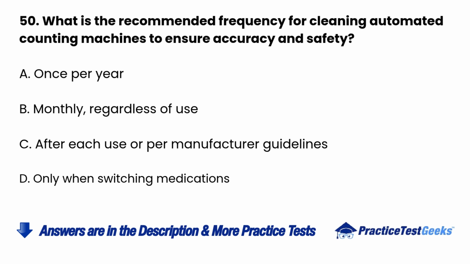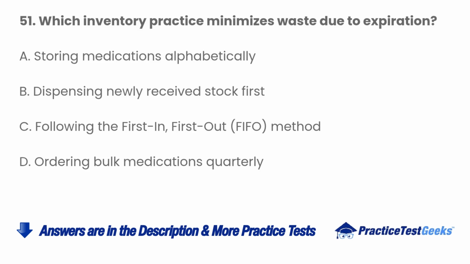50. What is the recommended frequency for cleaning automated counting machines to ensure accuracy and safety? A. Once per year. B. Monthly, regardless of use. C. After each use or per manufacturer guidelines. D. Only when switching medications.